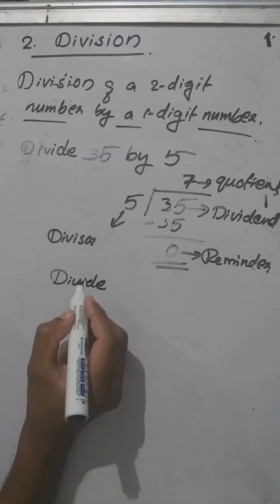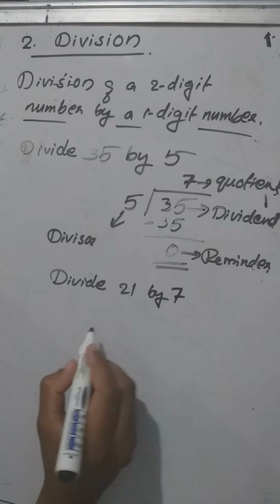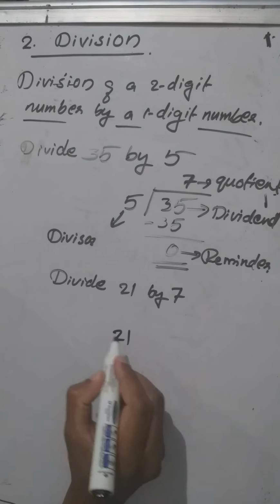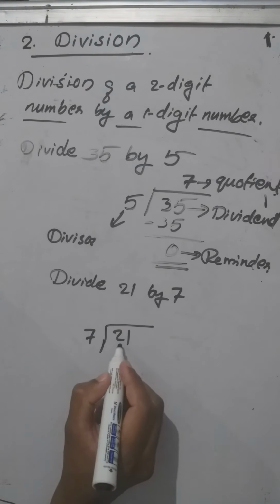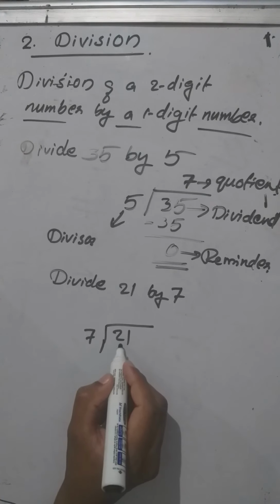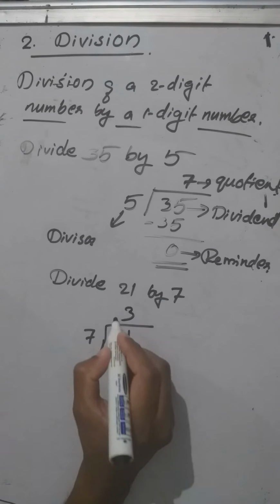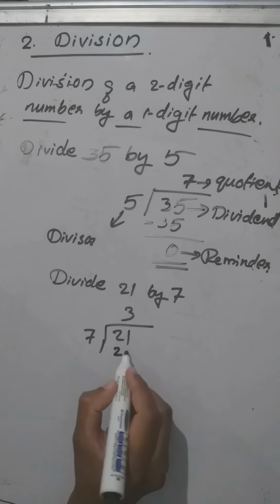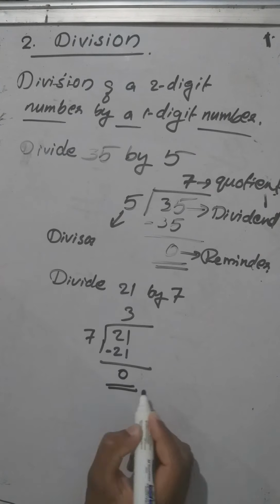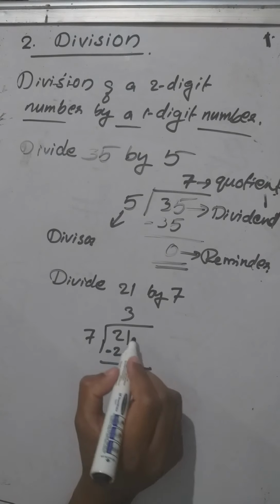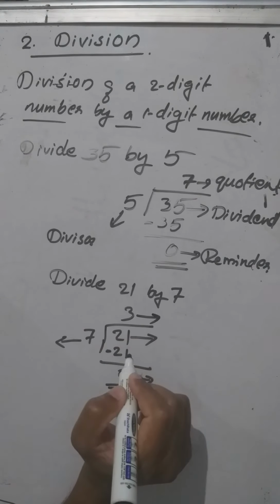Divide 21 by 7. So first we have to write 21, the dividend inside, and the divisor 7 outside. So let's check how many 7s are there in 2. There are no 7s included in 2, so we have to take 21. So how many 7s are 21? Yes, 3 7s are 21. So here we have to write 3 7s are 21. And now we have to subtract 21 minus 21 is 0. So we got the remainder 0, dividend 21, divisor 7, and quotient 3.